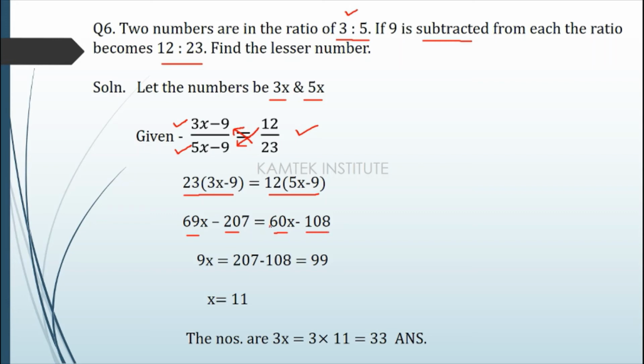Now we take this x to the other side, on the left hand side we get 9x is equal to 207 minus 108 is equal to 99. So x is equal to 11. And once we know the value of x, it is easy to calculate the lesser of the two numbers, which is 3x. That is 3 into 11, or 33 is the answer, or the lesser number we are looking for. I hope it is clear to you all.